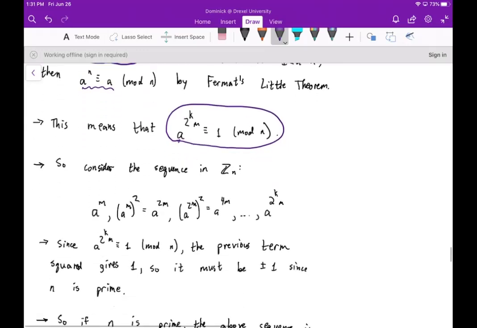Okay, so let's consider the sequence in Z mod n, where we take a to the m and we keep squaring it. So we have a to the m, a to the 2m, a to the 4m, and so on. And we just get this sequence of a to the powers of 2 times m.